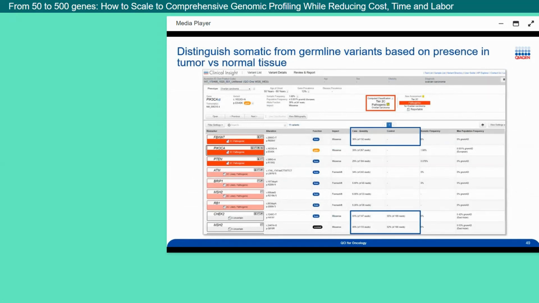Within the application of a tumor-normal analysis that you can see here, every variant is represented with its allele frequency. You can see that you have two columns, a case and a control column. And in the first highlighted box, you can see that this variant has been clearly identified as a somatic mutation only. But at the bottom, in the case of the CHEK2 and the MSH2 mutation, these are both present in the tumor as well as in the normal tissue, and therefore are germline variants.